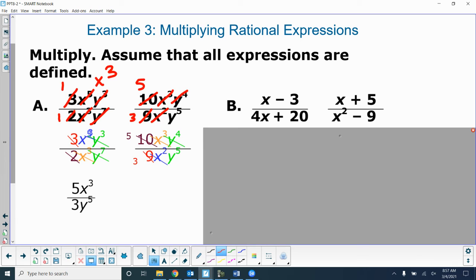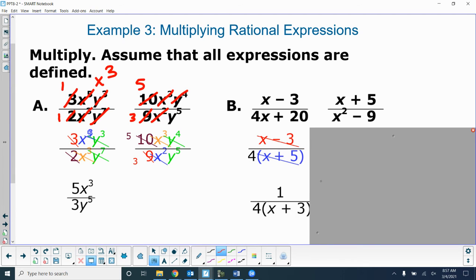Can I factor x minus 3? No. Can I factor 4x plus 20? Yeah, because there's a 4 that goes into both, right? A GCF. So 4 times x plus 5. Factor out the 4. x divided by 4 is 1x, 20 divided by 4 is 5, right?